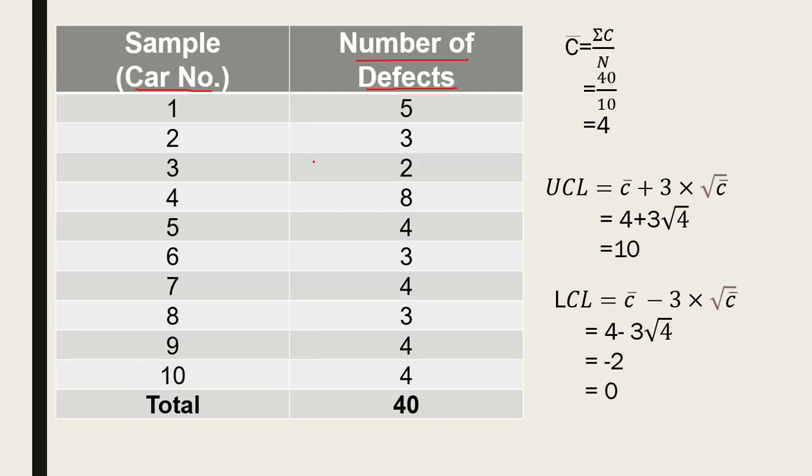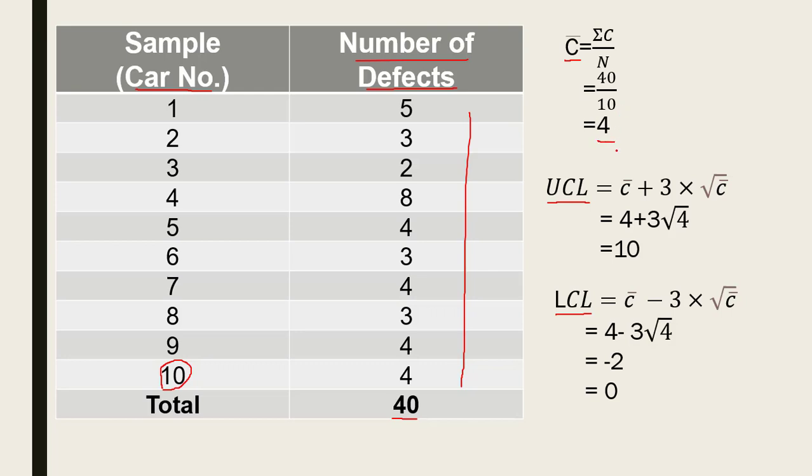Then from these two columns we first need to find C bar, then the upper control limit for the C chart and the lower control limit for the C chart. C bar can be found by the equation sigma C upon capital N, where sigma C is the summation of all the defects, that is 40, and N is the number of samples, that is 10. So 40 divided by 10 will be 4, so we get C bar as 4.